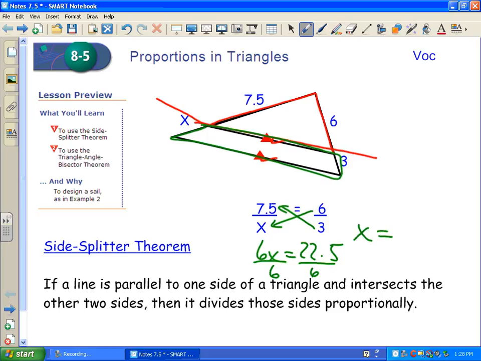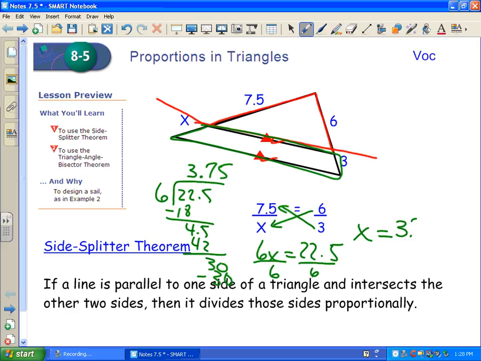Let's see, that'll be long division. 6 goes into 22.5. 6 goes into 22 3 times. That's 18. Subtract and left 4 over. 6 goes into 45 7 times. That's 42. That'll be 3 left over. This might keep dividing out for a long time. We'll see. It goes into 30 5 times evenly. Nope, it ends right there. 3.75. So side splitter works really well.